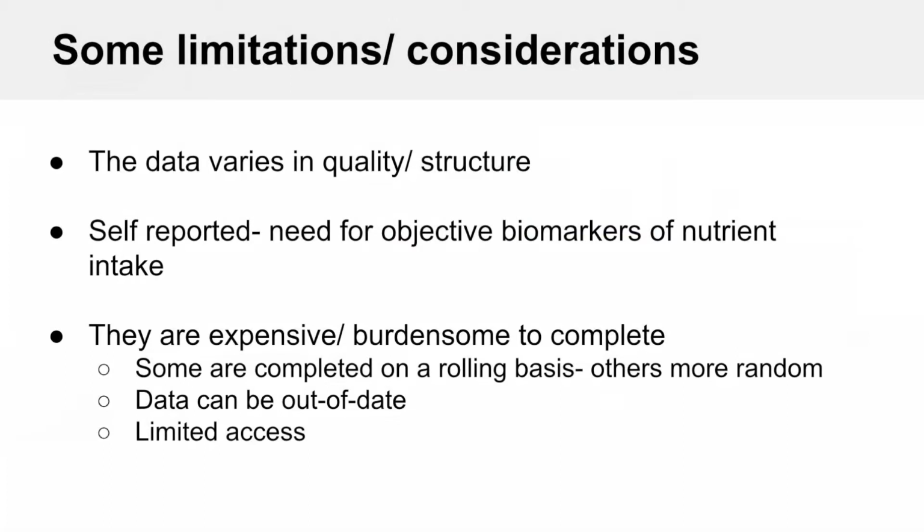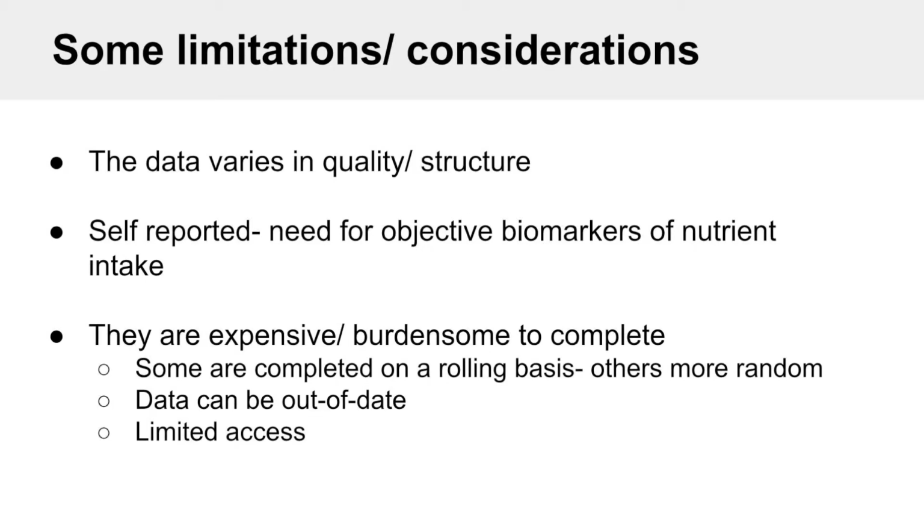So some limitations and considerations. As I mentioned, the data can vary in quality and structure. And all these techniques are ways of collecting food intake data. These are self-reported. And there is a need for objective biomarkers of nutrient intake. There are some really interesting studies going on in this area, so hopefully more will come out in the next few years and we'll have these objective markers.